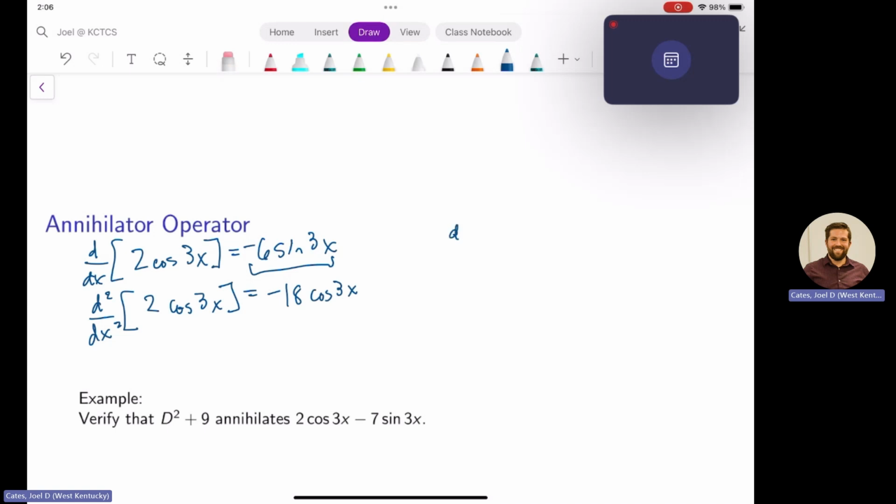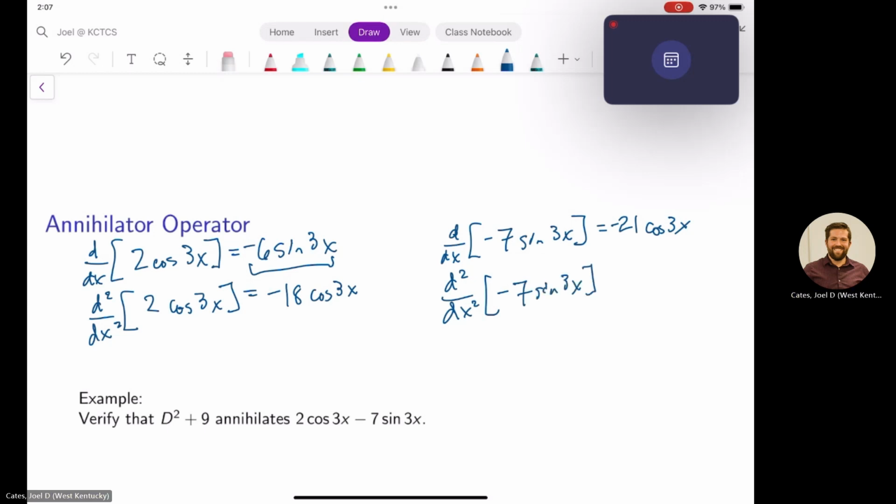Then if I look at the sine portion, the first derivative of my minus 7 sine of 3x is going to be a negative 21 cosine of 3x. And my second derivative is going to be, let me get it written here. Once again, it's just the derivative of that, so it becomes a positive 63 sine of 3x.